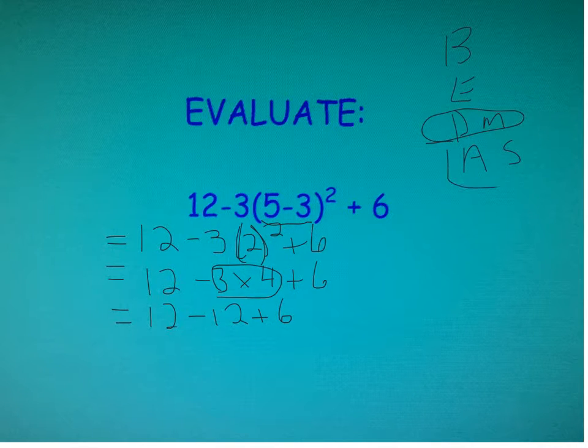And now we move to the last operations, adding and subtracting, and they're of equal importance. And so as we move left to right in the question, we'll do whichever operation appears first. 12 minus 12 is 0, plus 6. 0 plus 6 equals 6.